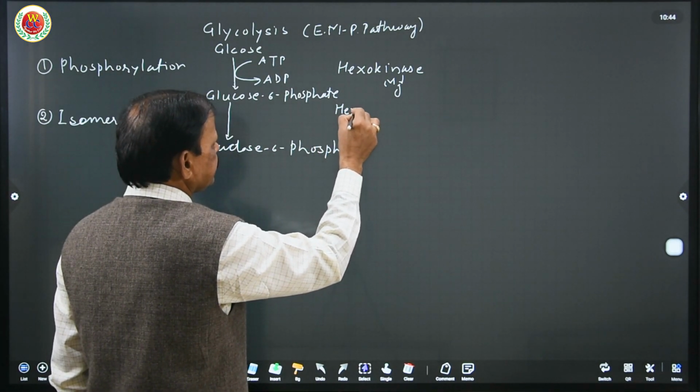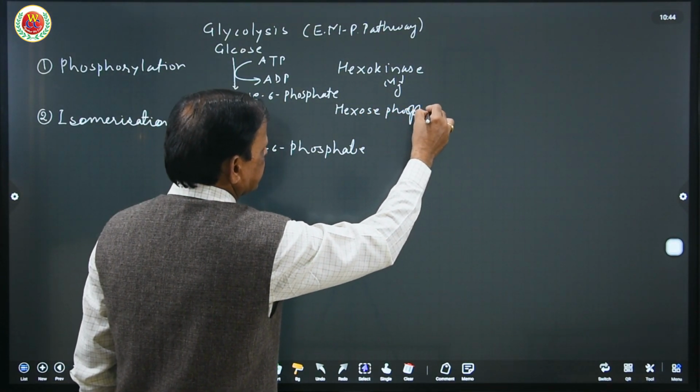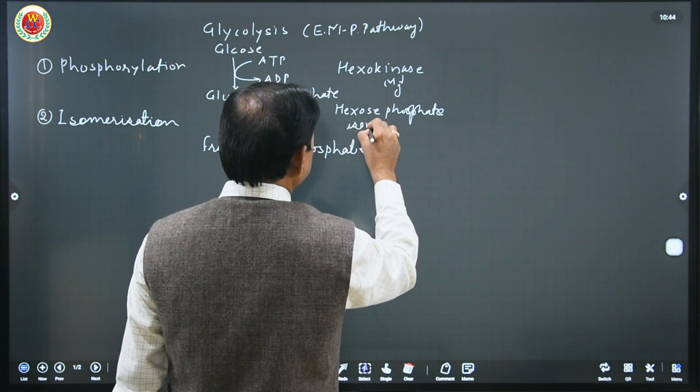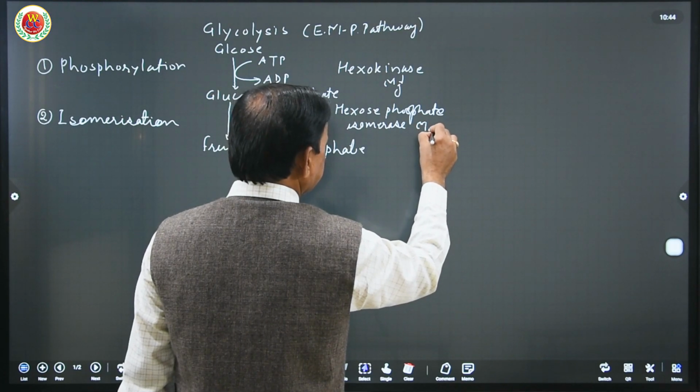Hexose phosphate isomerase, as well as a cofactor, magnesium.